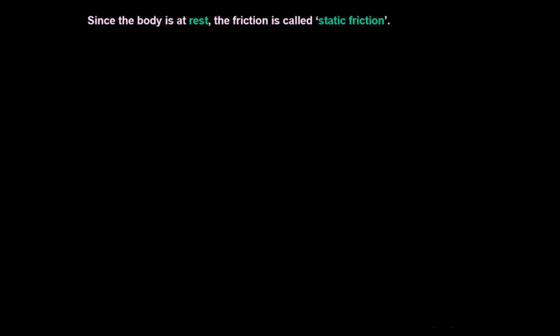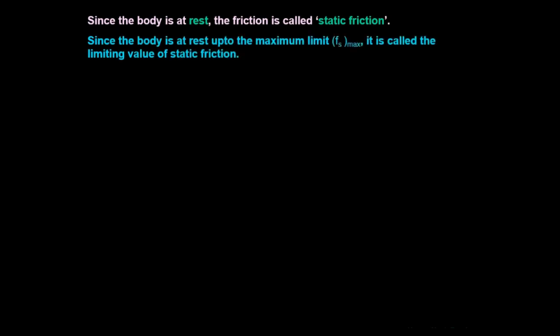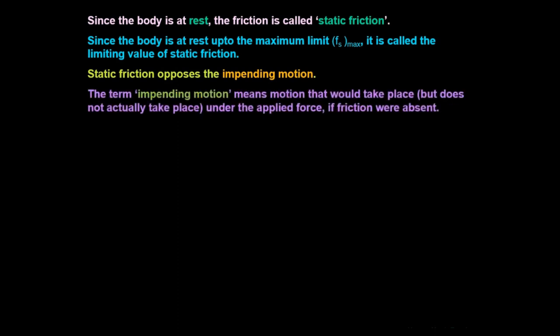Since the body is at rest, the friction is called static friction, and it is denoted by the symbol or the letter Fs. Always the static friction will be more. So it will always be opposing the movement of the object, or it will stop the object from moving. Here the impending motion means the motion that would take place under the applied force. Until that, there won't be any static friction.